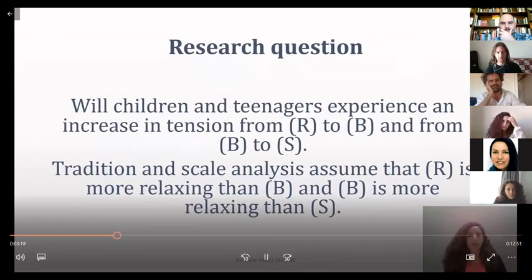The main research question, therefore, seeks to answer whether children and early adolescents experience an increase in tension, from Rast to Bayati and from Bayati to Saba, by distinguishing the difference in emotional coloring in the traditional monodic modal musical sequences. Tradition and scale analysis assume that Rast is more relaxing than Bayati, and Bayati is more relaxing than Saba.